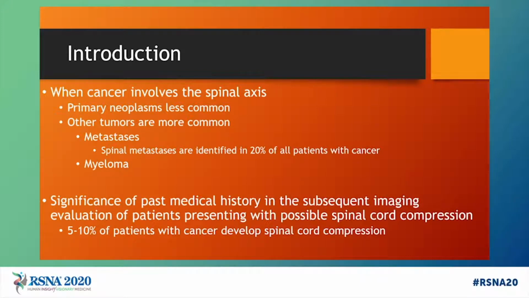Metastases and myeloma account for a majority of spinal axis tumors. It's important to remember this when evaluating imaging studies on these patients with suspected spinal cord compression. That past medical history may come in handy in terms of trying to identify a specific type of tumor.